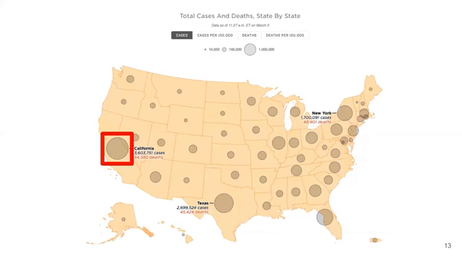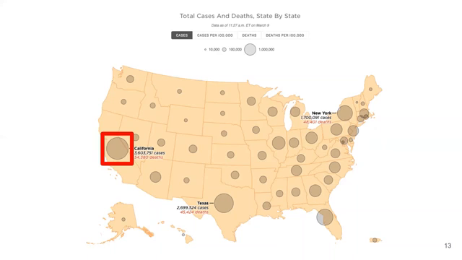This map shows total cases by state across the country. The visualization is interactive, so if you hover over a state, you can see details for the total cases, cases per 100,000 people, total deaths, and deaths per 100,000 people. California, Texas, and New York are labeled to highlight that they have the most confirmed cases and deaths.